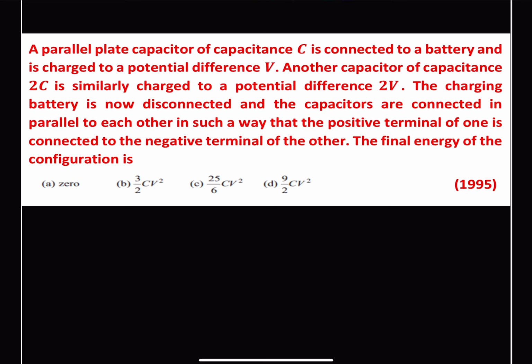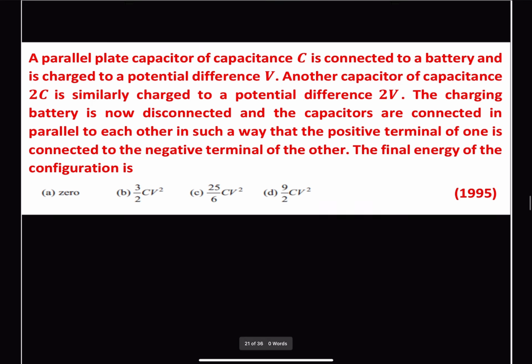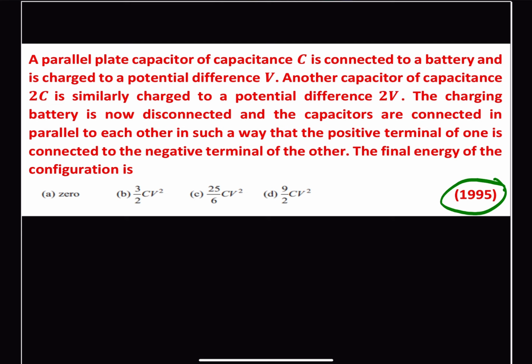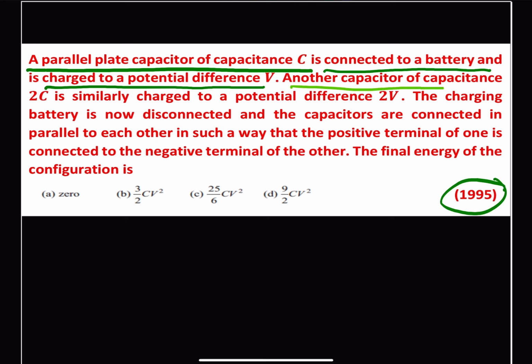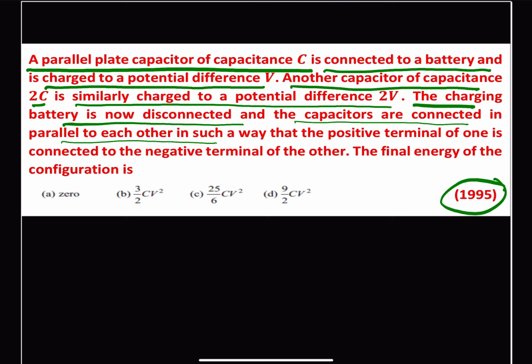And it states that it was asked in 1995. A parallel plate capacitor of capacitance C is connected to a battery and is charged to a potential difference V. Another capacitor of capacitance 2C is similarly charged to the potential difference 2V. The charging battery is now disconnected and the capacitors are connected in parallel with each other such that the positive terminal of one is connected to the negative terminal of the other. The final energy of the configuration is.